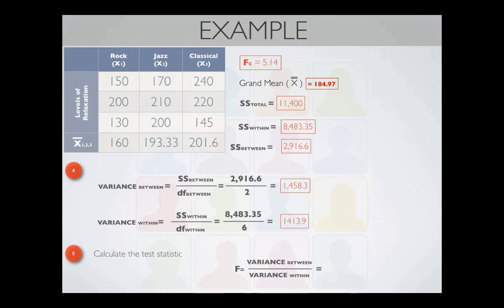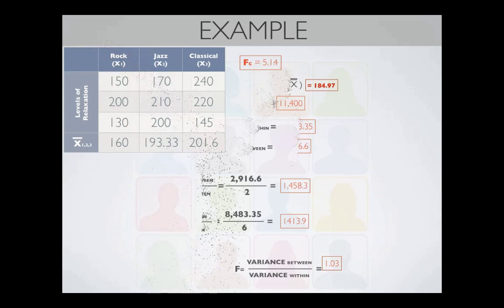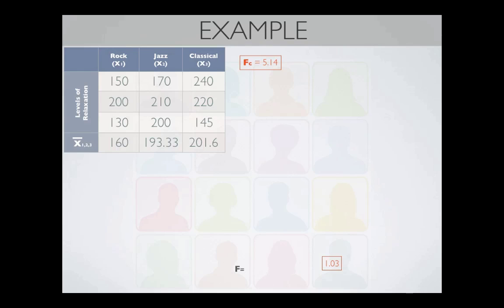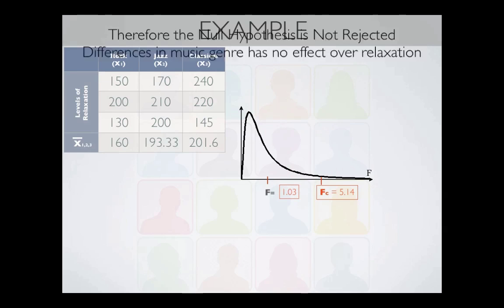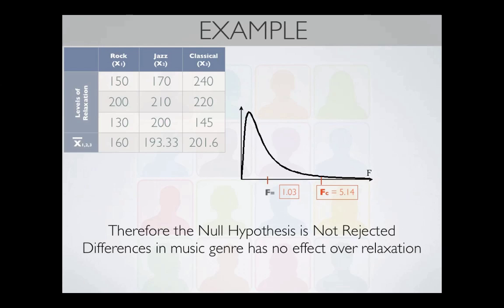Now we can compare F-critical and our test statistic to reach a conclusion. If we look at the distribution, we'll notice that F-critical is greater than our test statistic, meaning that this one is not inside our rejection area. Therefore, our null hypothesis is accepted. With this, our ANOVA test is finished.